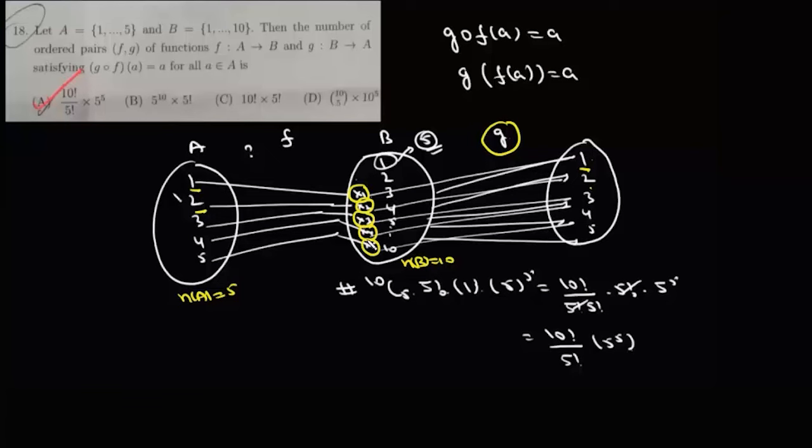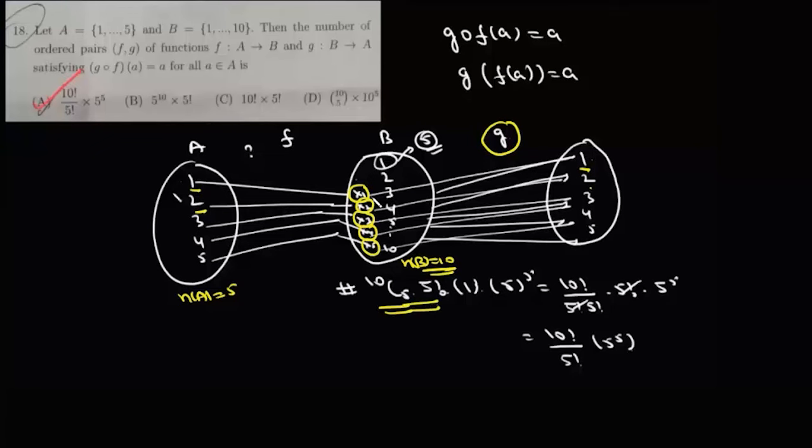So the first step is, out of these 10 elements in B, we have to choose 5 elements which are going to be mapped with A. The number of ways in which we can choose these 5 elements is 10C5. So now we have 5 elements in A and 5 elements in B. Now these 5 elements can be mapped to these 5 elements in factorial 5 ways. So the total number of functions f will be given by 10C5 into factorial 5.